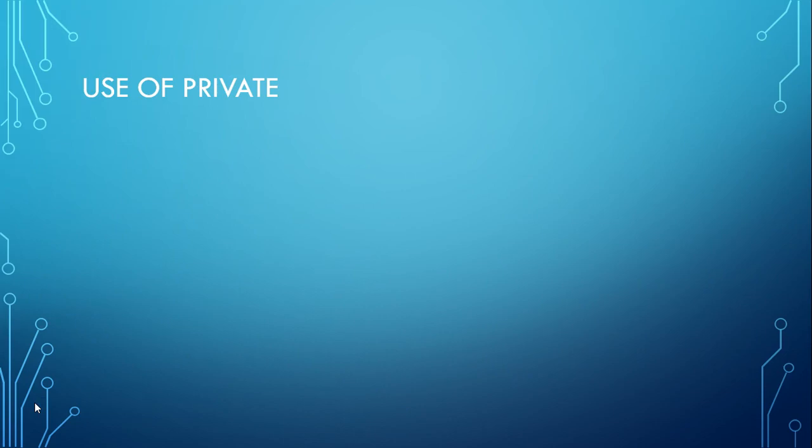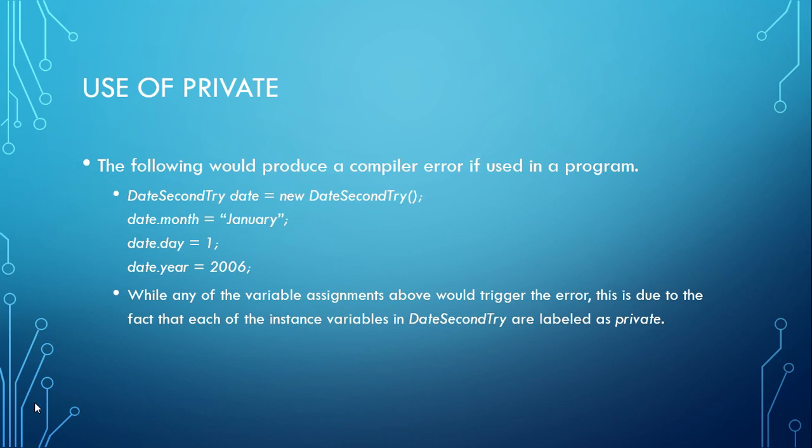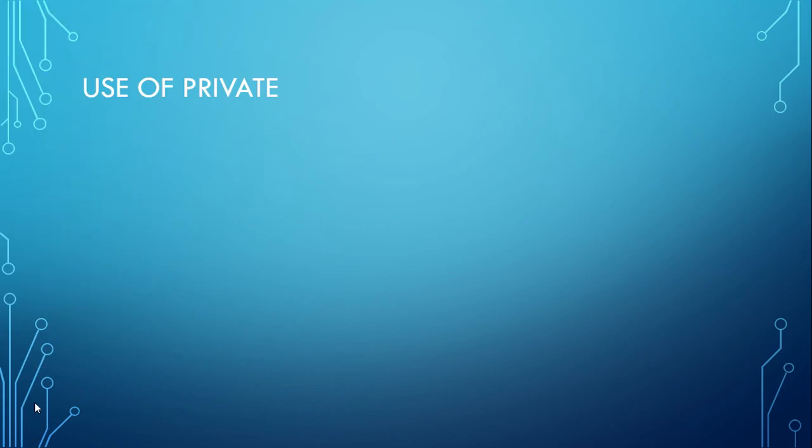So let's talk a little bit more about this usage of private. The following would produce a compiler error if used in a program. DateSecondTry date equals new DateSecondTry; date.month equals January, date.day equals 1, date.year equals 2006. Okay, so this is kind of like that demo example I just talked about. While any of the variable assignments above would trigger the error, so technically any of those like date.month, date.day, date.year would cause an error, the reason for this is due to the fact that each of the instance variables in DateSecondTry, our primary class that we're looking at right now, are labeled as private.